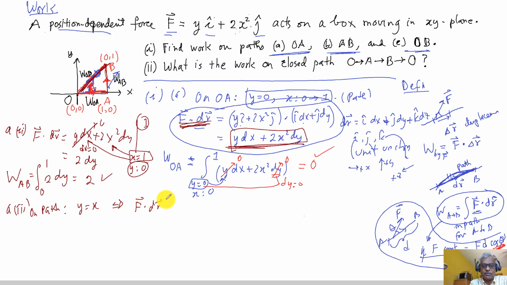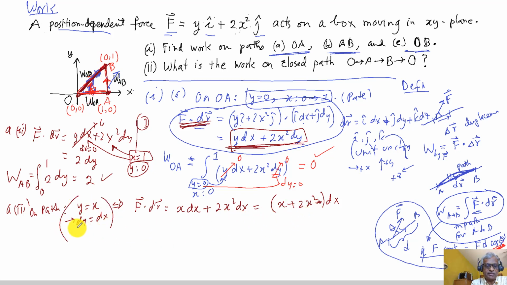That means I can write F dot dr, simplify it, x dx becomes, and then 2x squared dx. So I can write everything. This means dy equals dx, so I can write everything as dx. So this is an integral in x only, and on that path x varies from 0 to 1. I could have done y varies from 0 to 1, it will be exactly the same thing.